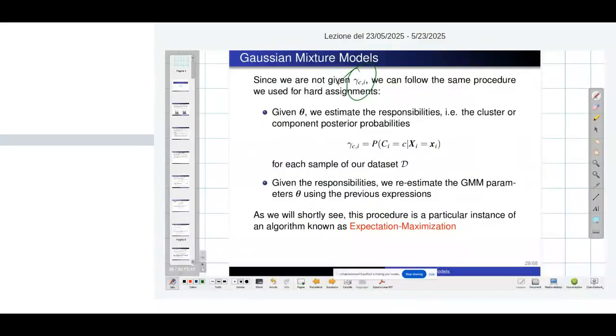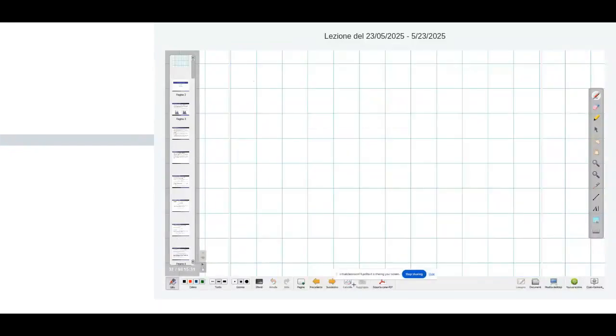But does this stop us? What did we do before? We didn't have the cluster label either, but that didn't stop us from trying to figure out a way to get them. You don't have this, but let's now say that I give you an initial set of parameters. So an initial set of weights, means, and covariance matrices, indexed with 0. If I give you this, you know how to compute posterior probabilities for all clusters with this set of parameters.